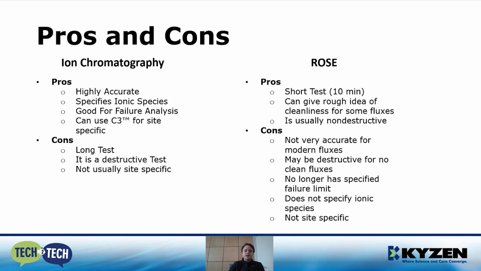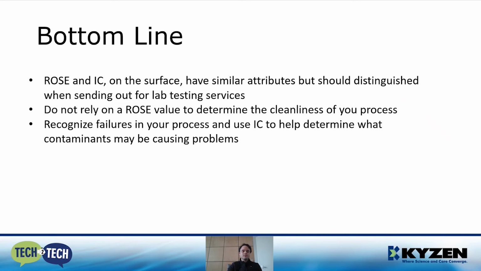The best way to draw a clear contrast between ion chromatography and the ROSE method is with a simple pros and cons list. IC is highly accurate and specifies the ion species it detects. Through the use of the C3 tool, it can also be site-specific and narrow down where on a test board is experiencing the greatest ionic contamination. The drawbacks for IC are that it is a much longer test and entirely destructive to a production board. ROSE, by contrast, is a much shorter test at 10 minutes and is more commonly non-destructive. The chief drawbacks for ROSE are its struggles with modern no-clean fluxes. It fails to detect ionic species in these fluxes and may even damage production boards by breaking the hydrophobic barrier designed into no-clean systems.